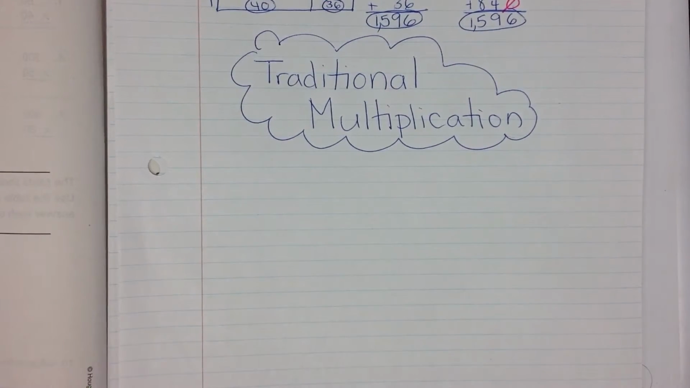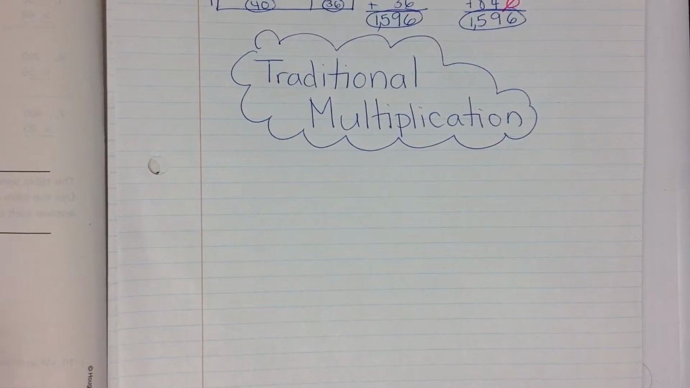Alright guys, as promised, I'm here to do a quick video. Well, it's not going to be too quick, but a video about multiplication, both the traditional way and then the place value diagrams that we learned about today. So the first way we're going to do it is just the traditional multiplication.